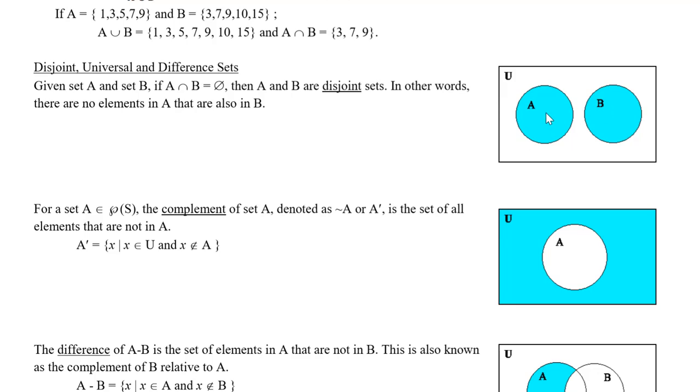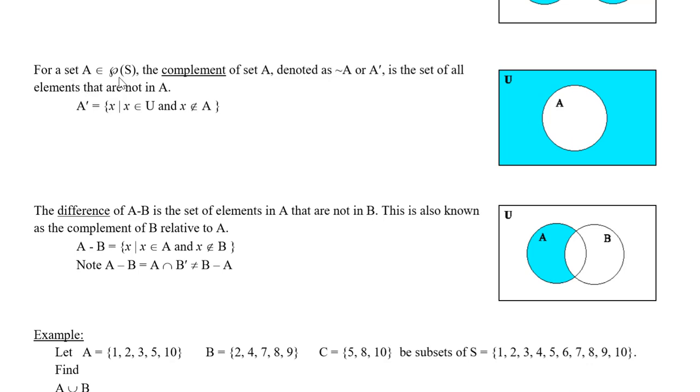Now, disjoint sets are sets that have nothing in common. Let's see here, you have set A and set B. A intersect B is an empty set, and therefore we call A and B disjoint sets. In other words, there are no elements in A that are also in B.